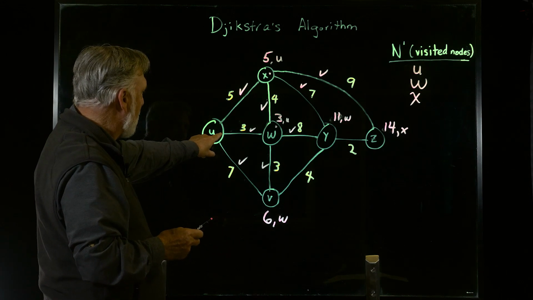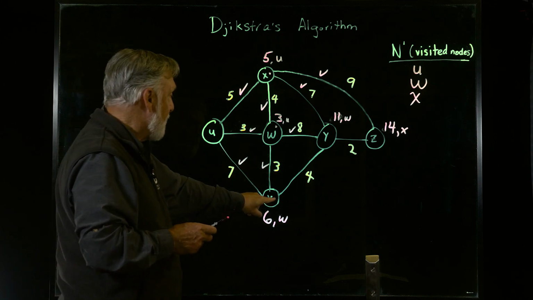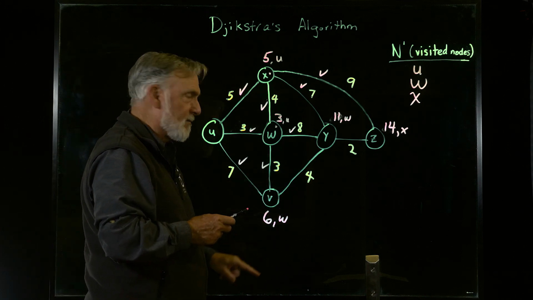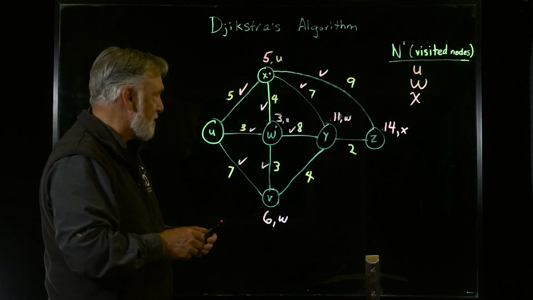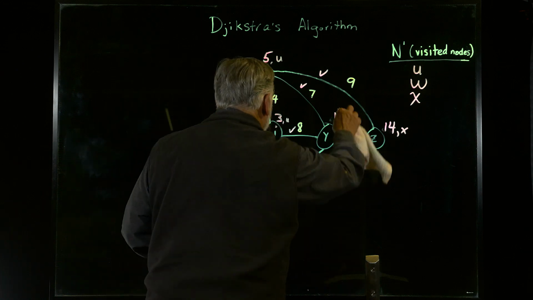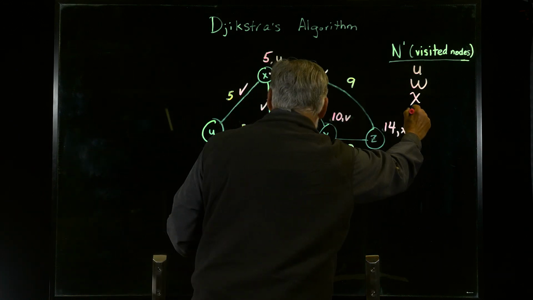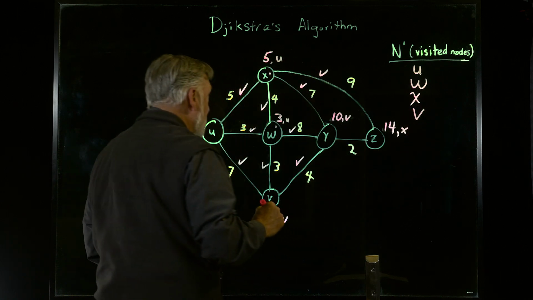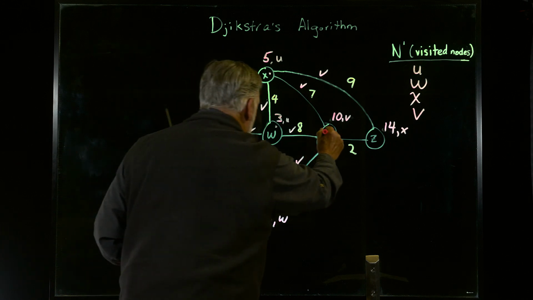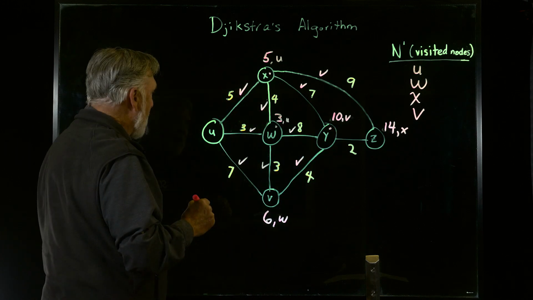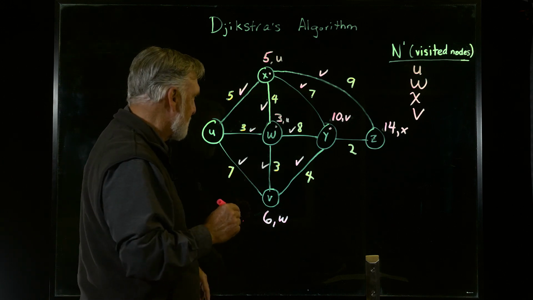If we take a look here, U to W is 3, W to V is 3, and V to Y is 4. That's a total of 10. That's now a new shortest distance by going through V. And we have now visited V. So let's go now to a new current node, one we haven't visited yet, which is Y. And let's see what we have where we haven't gone before, and that's Y to Z.